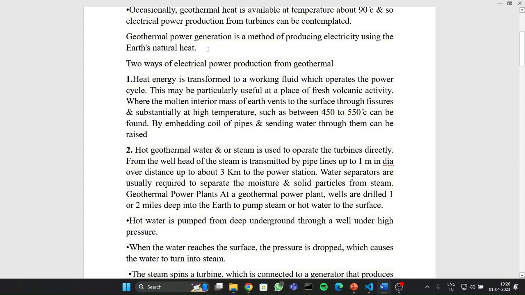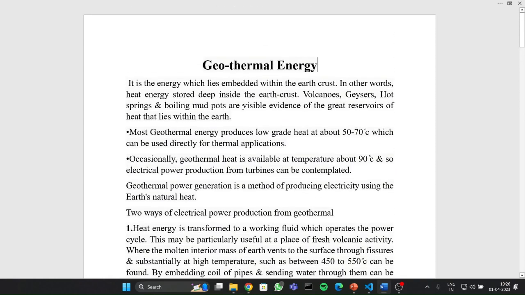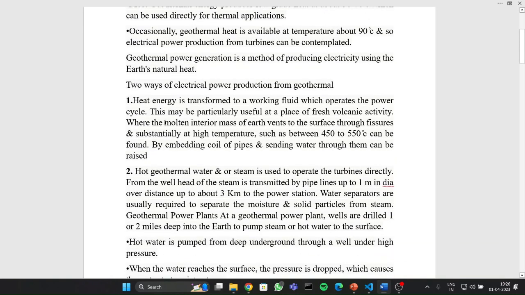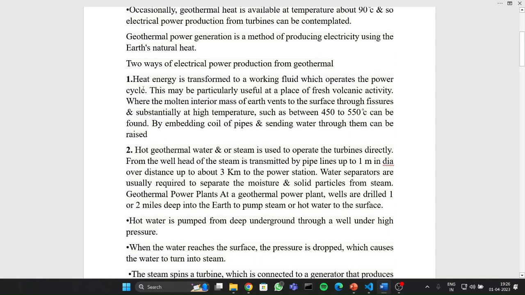So geothermal power generation is a method of producing electricity using the Earth's natural heat. That is in the form, as we discussed, of volcanoes, geysers, or hot springs. So, there are two ways in power generation using geothermal energy. One is heat energy is transformed into working fluid, which operates the power cycle. So, power cycle is basically where the volcanic activity is occurring and the molten interior mass of Earth vents to the surface of the fissures.